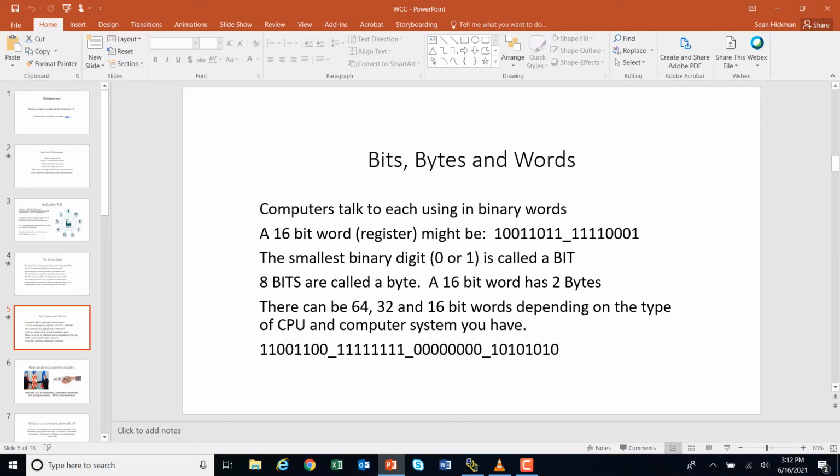So the smallest binary digit is a 0 or 1. It's called a bit. If you put 8 bits together, you get a byte. And a 16-bit word has 2 bytes. So here's the first byte, here's the second byte.